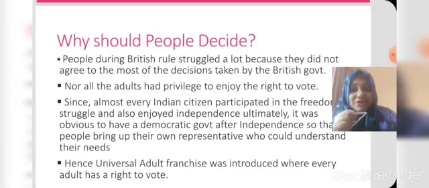Hence, universal adult franchise was introduced where every adult has the right to vote. So after independence, when India got freedom, universal adult franchise was introduced where every adult above 18 years of age was allowed to vote, whether women or the elderly or the working population of the country. But the condition was the person has to be above 18 years. At that time it was 21, but later on it became 18 years again.